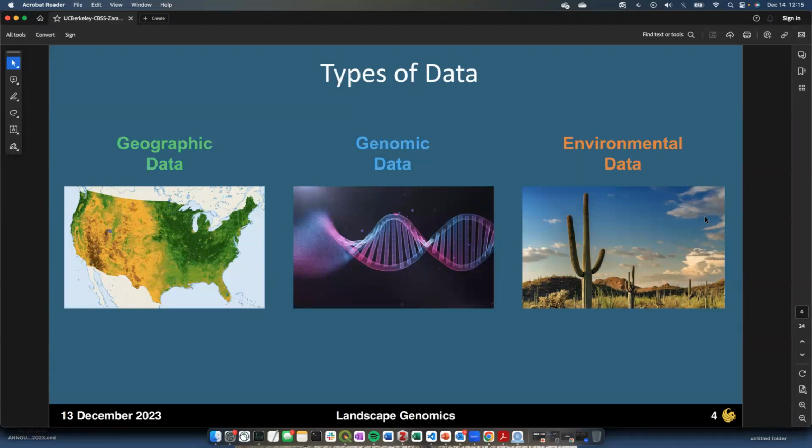And then there's environmental data, which, if you're planning to do scans for selection or adaptation, you can include things like environmental data, like climate, like temperature and precipitation, to then see how those might be associated with certain outlier loci.